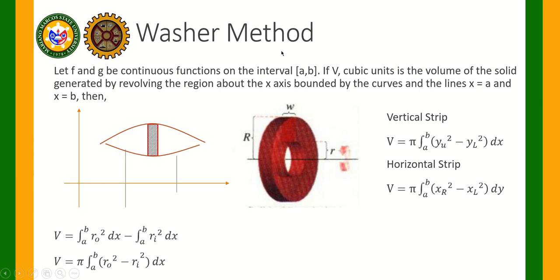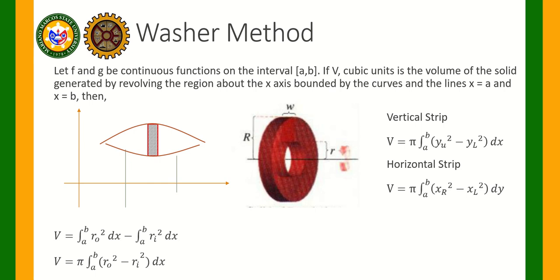So yung previous videos, the lower end or the other end of the strip touches the axis of rotation. Pero dito sa washer method, hindi niya natatouch. However, yung strip pa rin na pipiliin natin, just like sa circular disc method, is perpendicular to the axis of rotation. Okay? So, washer method, let f and g be continuous functions on the interval a, b.